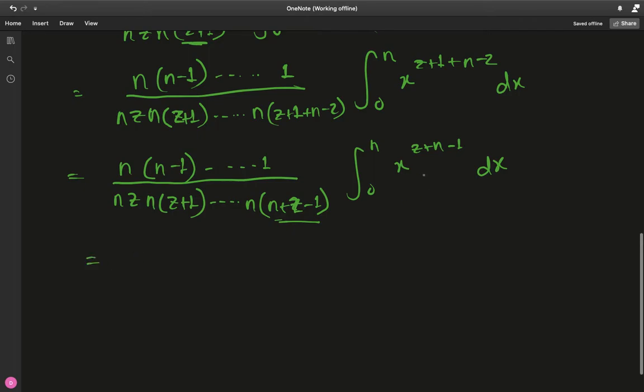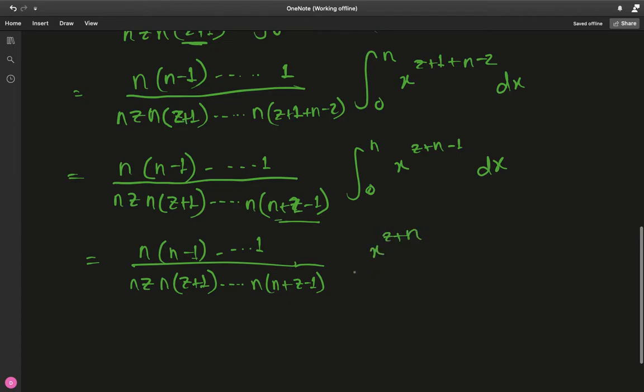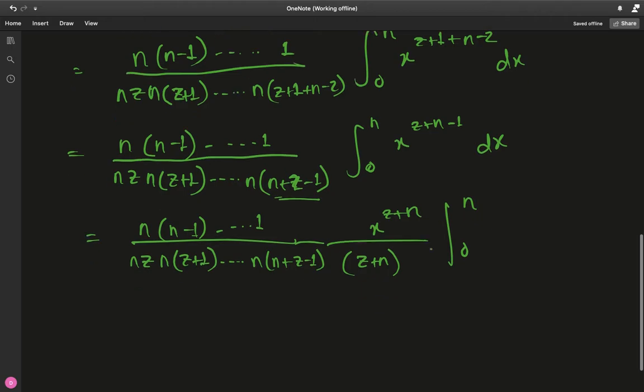So now integrating this is easy. We just have to use the power rule. So we have n times n minus 1 going on till 1, divided by n times z plus 1 going on till n times n plus z minus 1. And when you integrate this, you have x to the z plus n divided by z plus n evaluated from 0 to n.